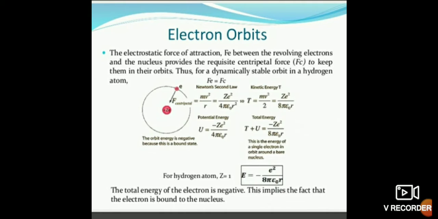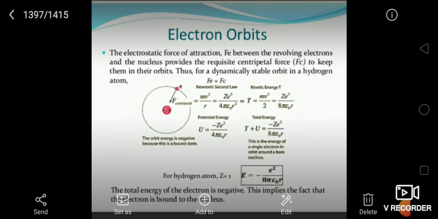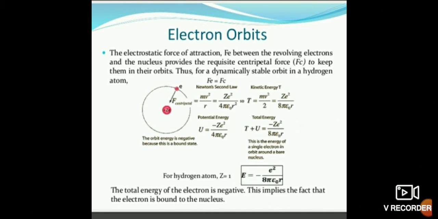Electron orbits. The electrostatic force of attraction Fe between the revolving electrons and the nucleus provides the requisite centripetal force Fc to keep them in their orbits. Thus, for a dynamically stable orbit in a hydrogen atom, Fe is equal to Fc, that is mv²/r = Ze²/(4πε₀r²), or we get T = mv²/2 = Ze²/(8πε₀r), where T is kinetic energy.